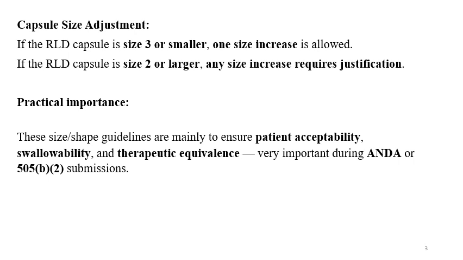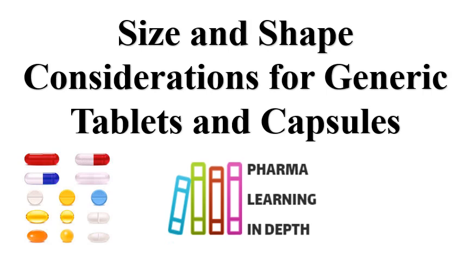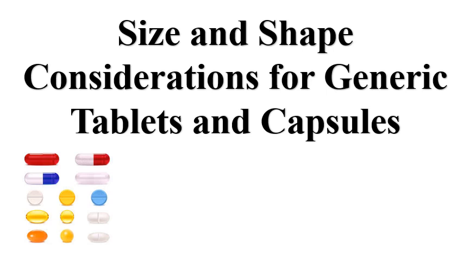So then, practical importance. These size and shape guidelines are mainly for ensuring patient acceptability, swallowability, and to demonstrate therapeutic equivalence. These size and shape guideline considerations are very important for the ANDA and for 505(b)(2) submissions. This was a short video on size and shape requirements for generic tablets and capsules, mainly for the US market.